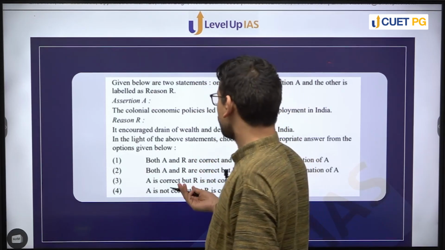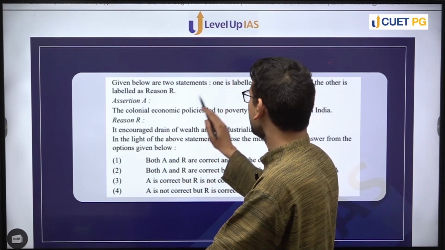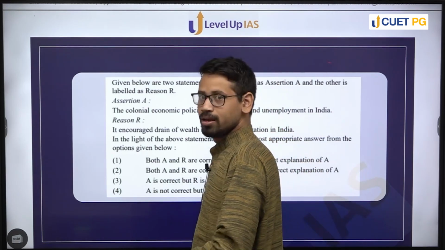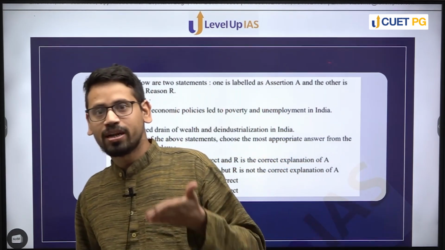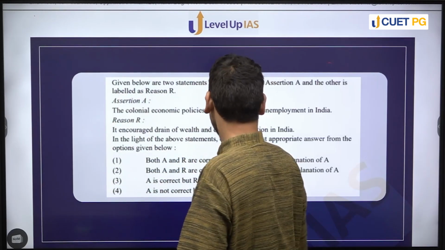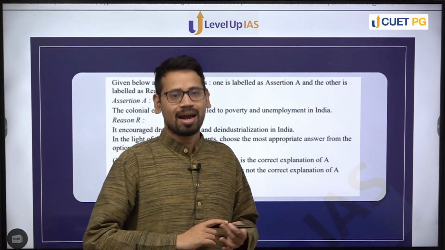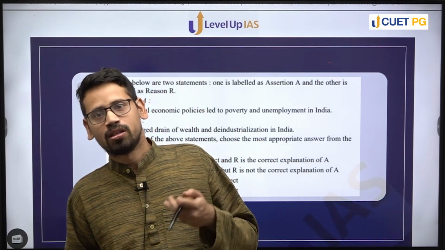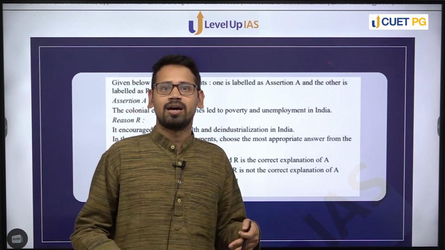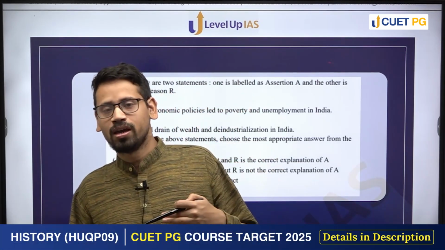Right. Now, the very simple question is, the assertion is that the colonial economic policy led to poverty and unemployment in India. Right. As we can see from the very outset, this assertion is very much correct, right? That colonial economic policy led to poverty and unemployment in India. True, there are multiple policies of Britishers which actually led to the demise of the handicraft industry, that led to the decline of the GDP of India, that actually led to a ruining of the larger markets of India, right?